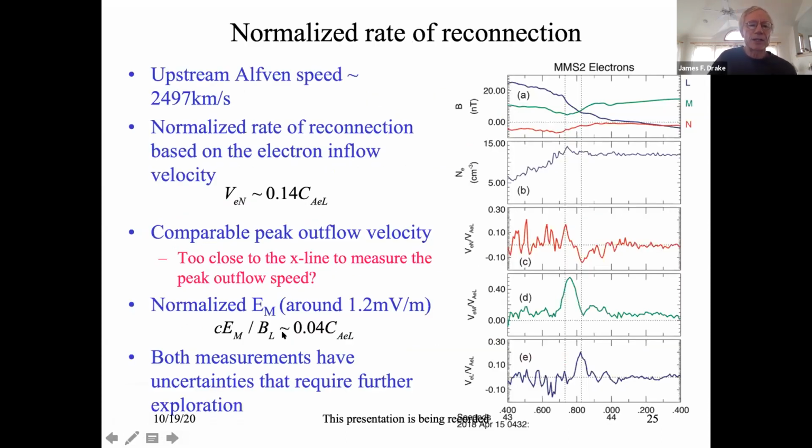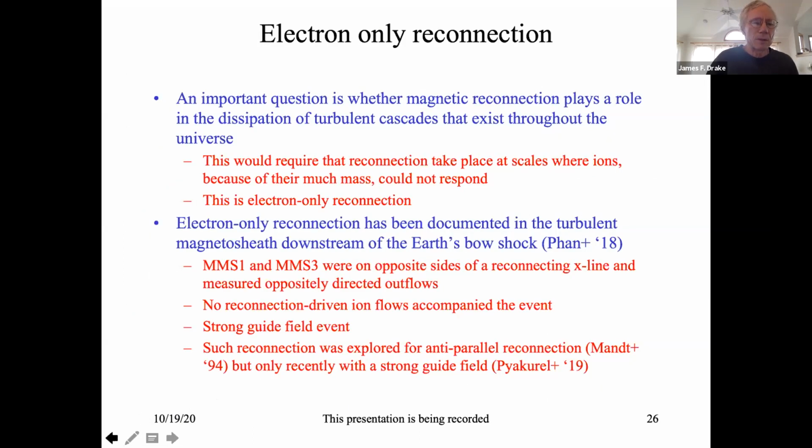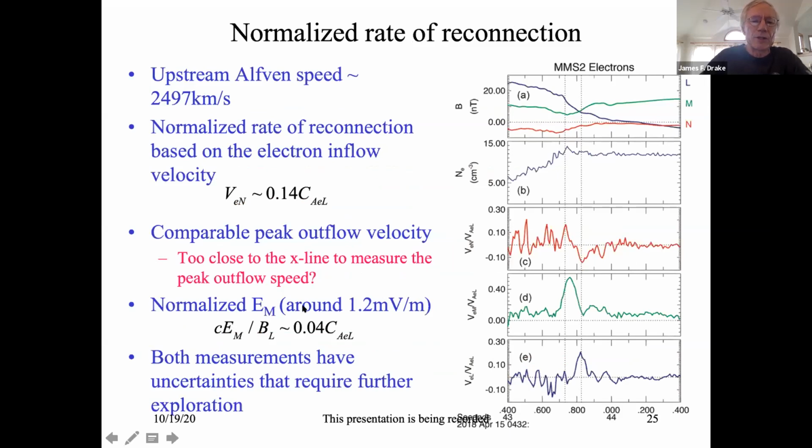And similarly, they measured the electric field. And of course, I'm writing that in velocity units, and it was written that way in the paper. C E_M over B_L is 0.04. So you can see that there's not perfect agreement, but they're still getting inflow rates which are a fraction of the electron Alfvén speed. So this is very nice preliminary measurements of the reconnection rate, direct measurements of the reconnection rate. And clearly both of these measurements have uncertainties that require further exploration.